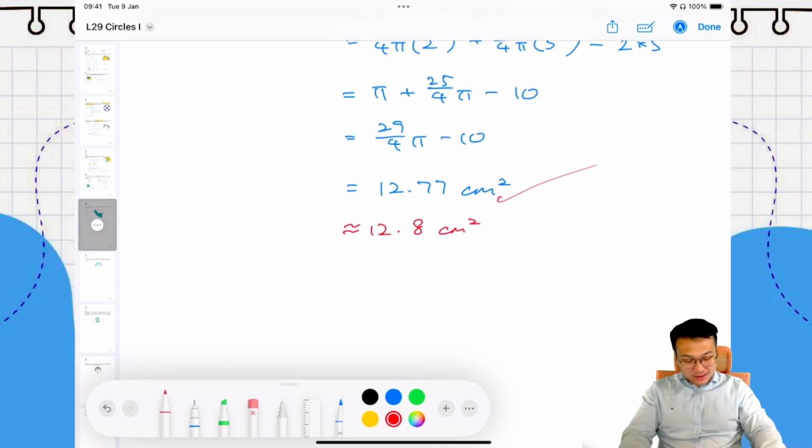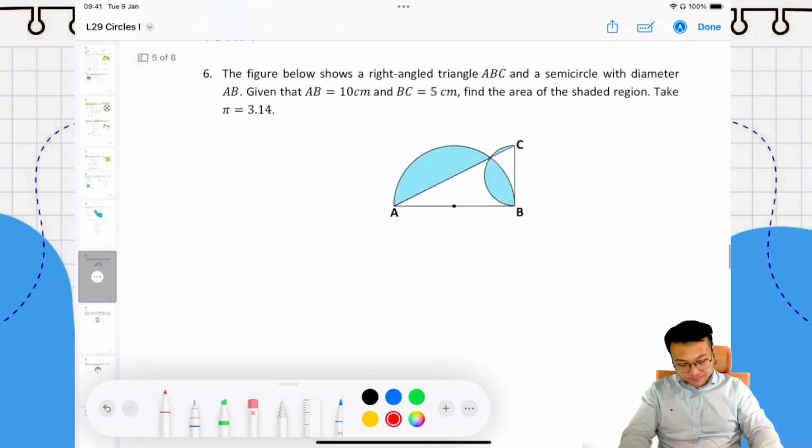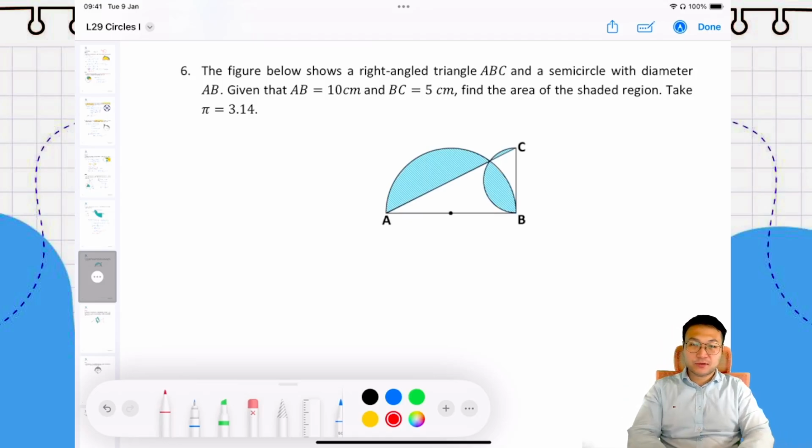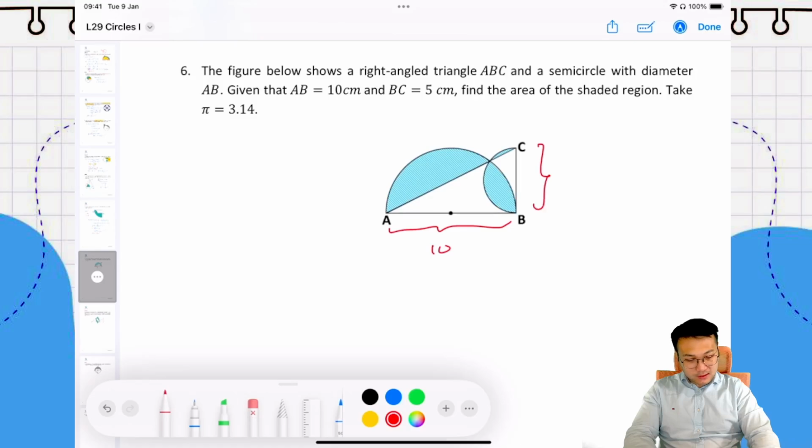Alright. So let's try the next question. Question 6. The figure below shows a right angled triangle ABC and a semicircle. So you have a right angled triangle, you have a semicircle, and they told you that AB equals 10 cm, BC equals 5 cm. So this entire thing here is 10, this entire thing here is 5. So find the area of the shaded region.